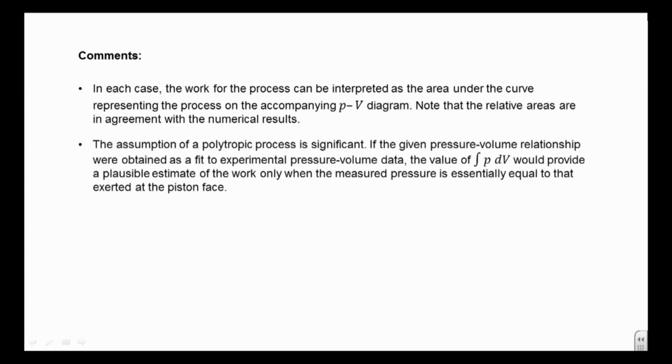The assumption of a polytropic process is significant. If the given pressure-volume relationship were obtained as a fit of experimental pressure-volume data, the value of the integral of P dV would provide a plausible estimate of the work only if the measured pressure was essentially equal to that exerted on the piston face. Observe the use of unit conversion factors in Part A and Part B. This is one of the most common numerical mistakes. The units of pressure, volume, and work must be made compatible.